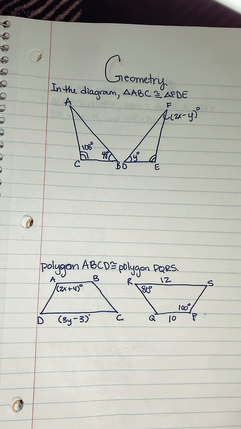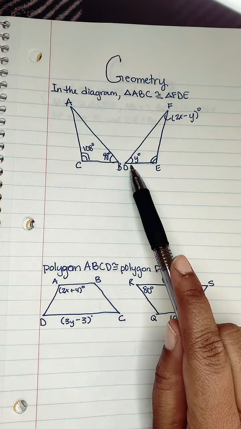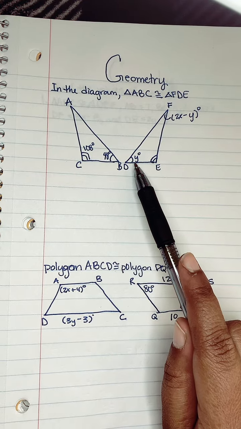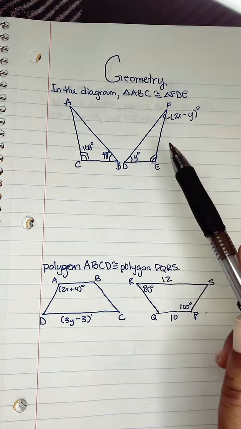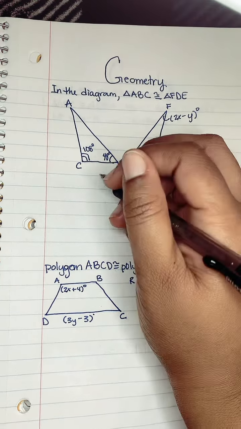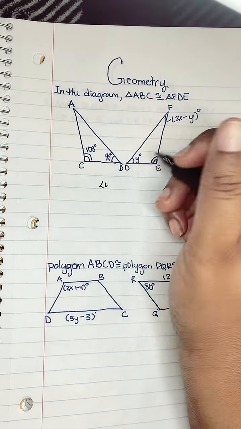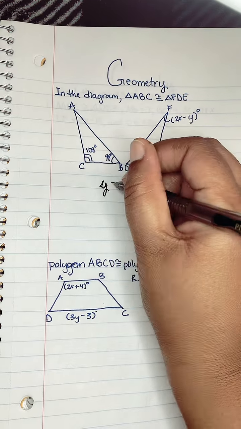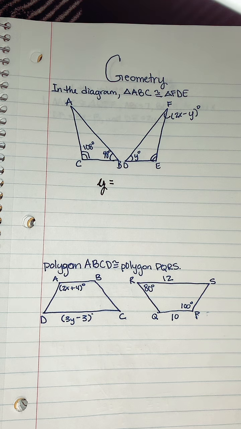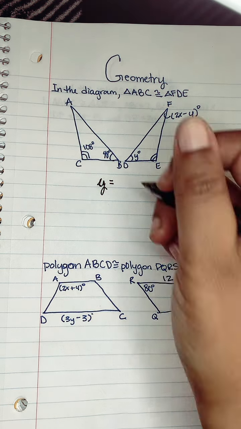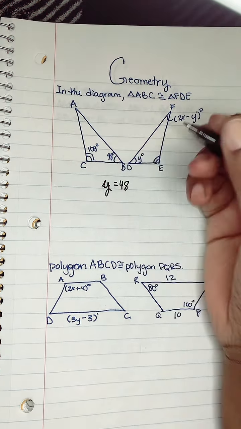So let's say we want to find y. Does anybody know how much y is supposed to be? How much is angle y equal to? Does anybody see it? Y equals 48. Good, I see those 48s coming in. Yes, y equals 48.